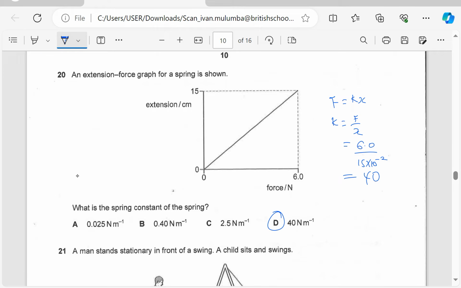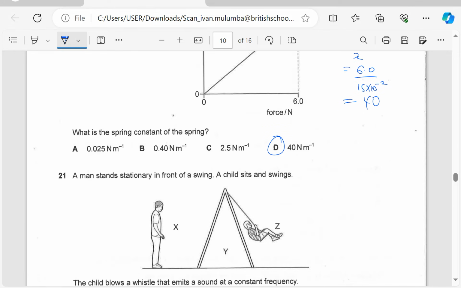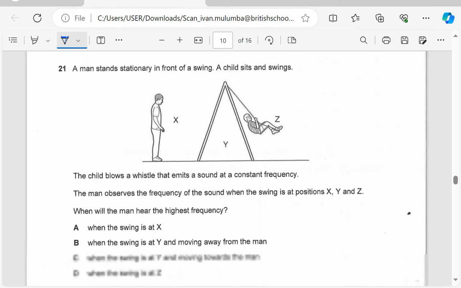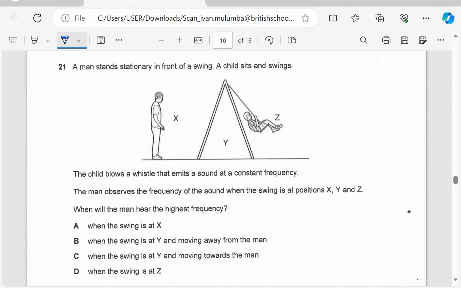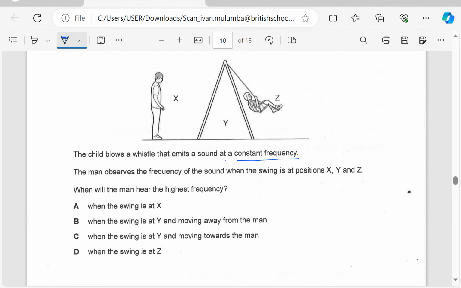A man stands stationary in front of a swing. A child sits and swings. The child blows a whistle that emits a sound at a constant frequency. The man observes the frequency of sound when the swing is at positions X, Y, and Z. So the child moves in this pattern, which means X and Z are the highest points.